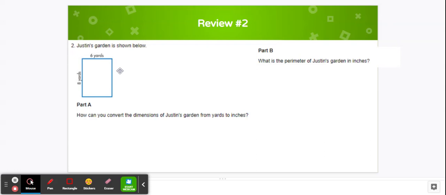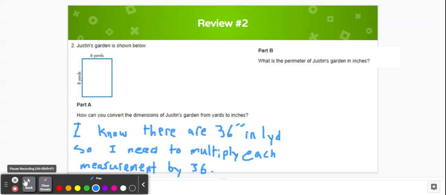Let's go to number 2. All right, this one's a little more complicated. We've got a garden below here. It measures 8 yards by 6 yards. And our first question in part A is, how can you convert the dimensions of Justin's garden from yards to inches? So this is going to require you, again, you can look at your conversion chart, but you'll need to type a response that makes sense here. I'm not able to type, so I'll write it out, and it takes a while, so I'll do that off camera and come back.